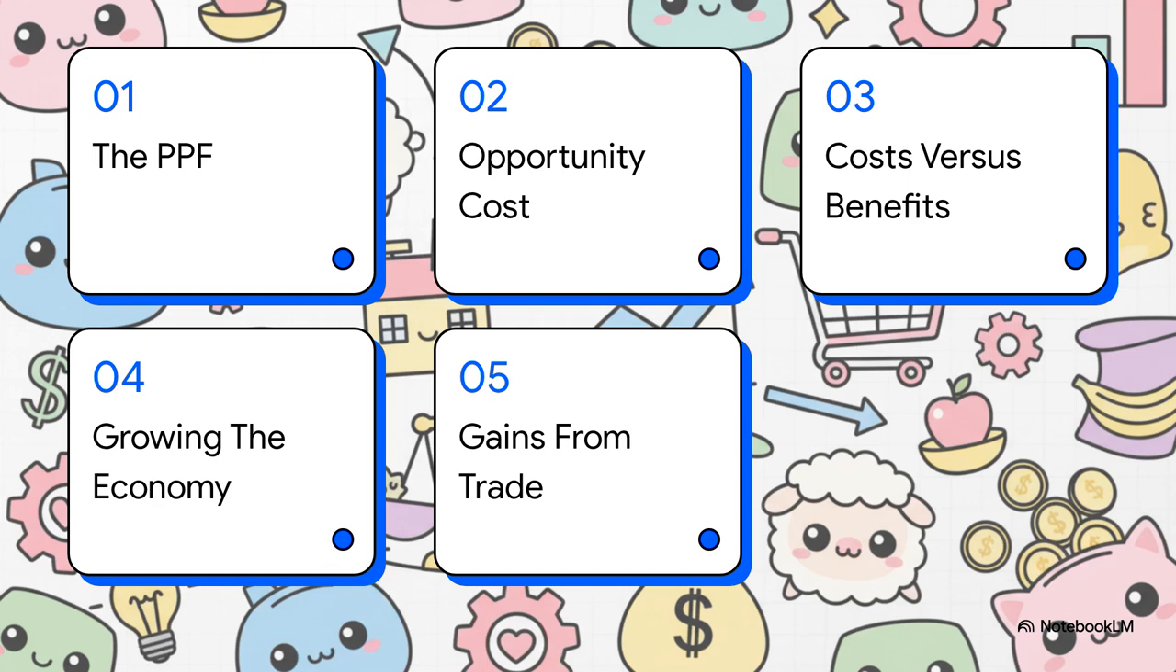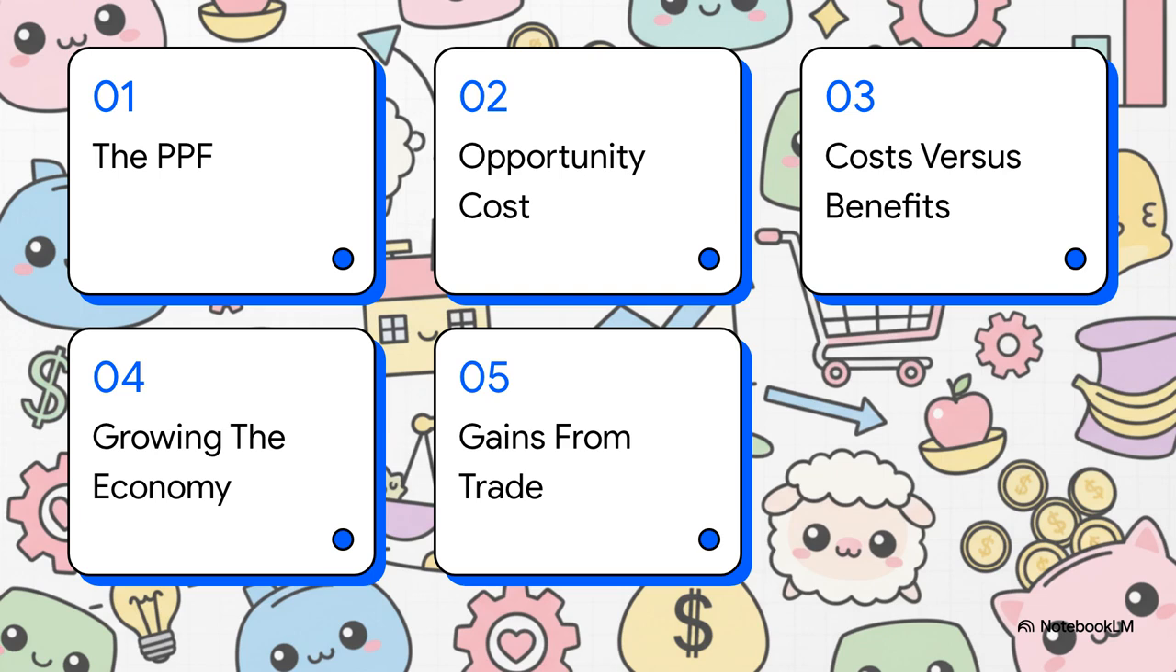So here's our game plan. First, we're going to hit the production possibilities frontier. From there, we'll get right into opportunity cost and efficiency. Then we'll figure out that perfect balance between costs and benefits, take a look at how economies actually grow, and finally, wrap things up by unlocking the magic of trade.